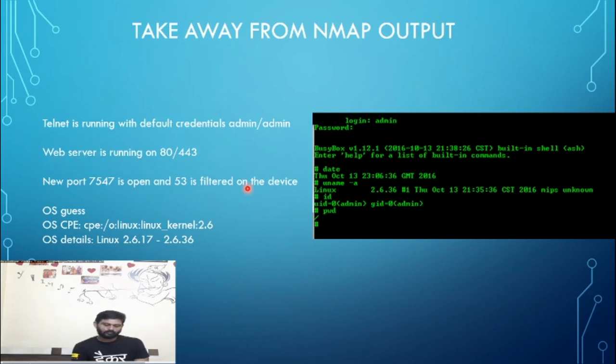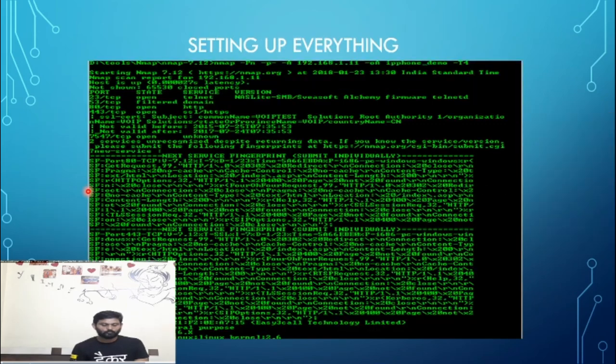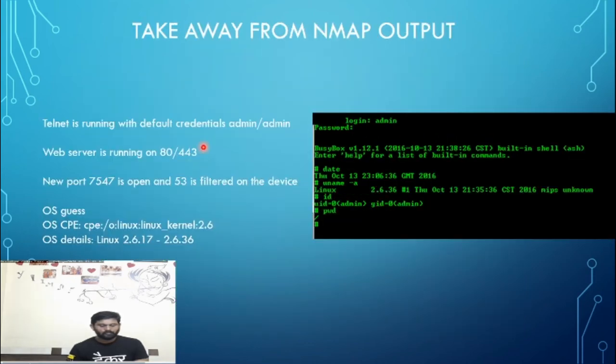So we found that the web server is on 80 and 443. We found one more port, 7547. Here is the port. It is open and unknown to Nmap. And 53 was filtered. And the OS guess that Nmap gives here is that it should be between 2.6.17 and 2.6.36. And here we get an exact version, 2.6.36 kernel. And it's a MIPS kernel.